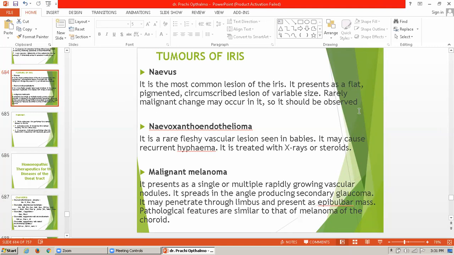So it should be observed. Nevus is the most common lesion of the eye, and it presents as a flat pigmented circumscribed lesion of variable size, and rarely malignant change may occur in it. So it should be observed.